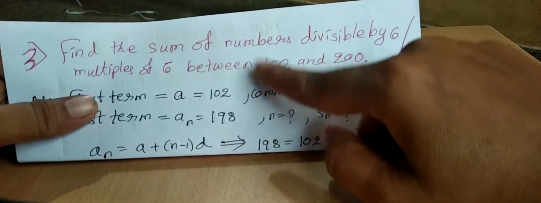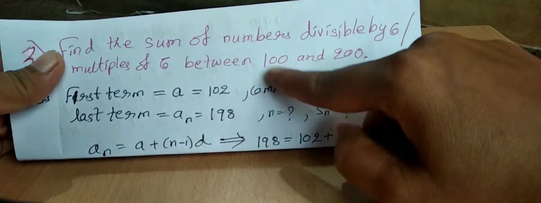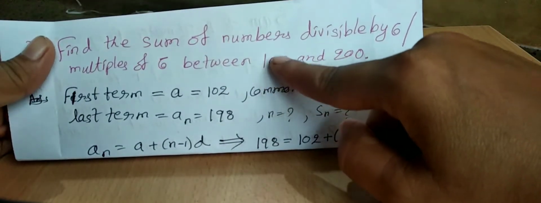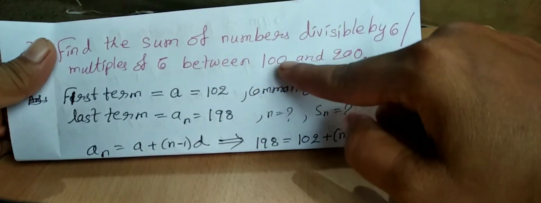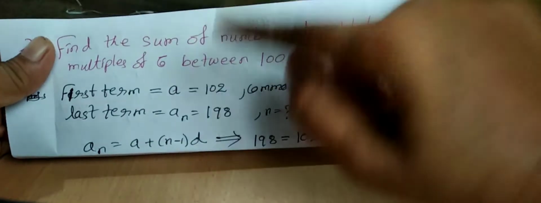So we will check the first. For the first number, 100 is not divisible by 6, 101 not divisible by 6, but 102 is divisible by 6. For first term we will get as 102.